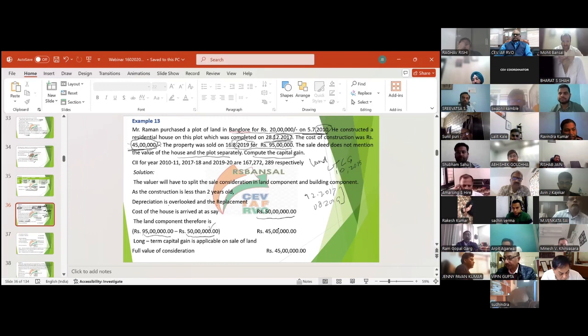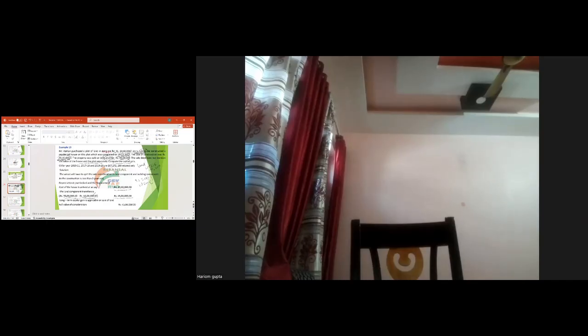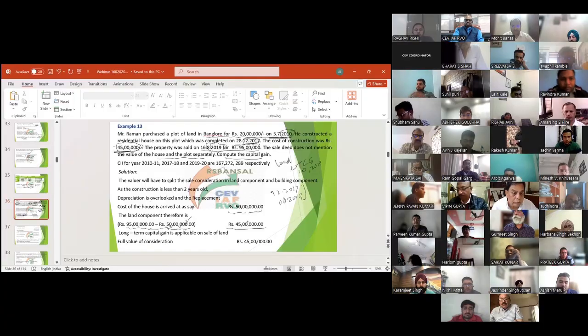We assume it to be 50 lakh in the year 2019. So the cost of construction is 50 lakh. Total cost, it was sold for 95 lakh. So we assume that the land component is 45 lakh. So the full value of consideration is 45 lakh.